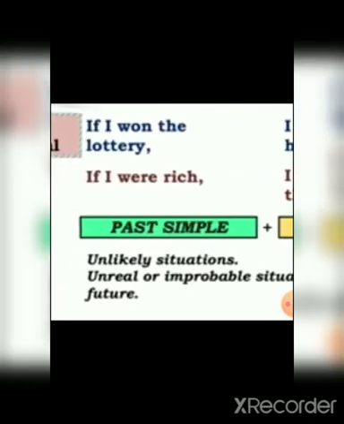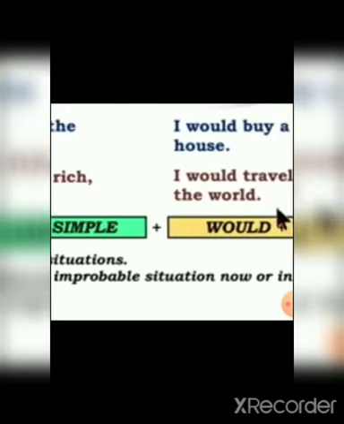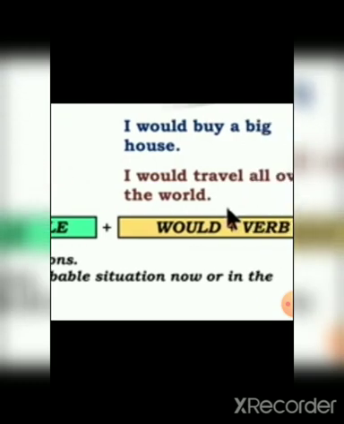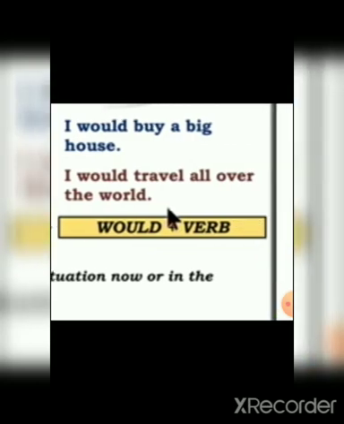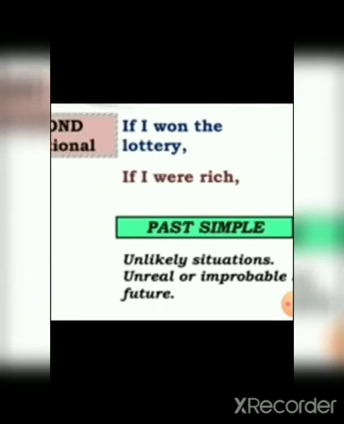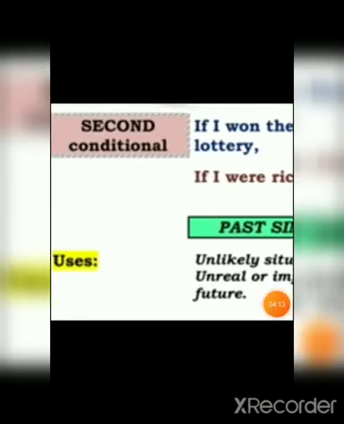Another example, if I were rich, where is a simple past. So then what will be the result? Future in the past, would plus verb, would plus V1. I would travel all over the world. Understand? So this is a second conditional. I think you can understand.